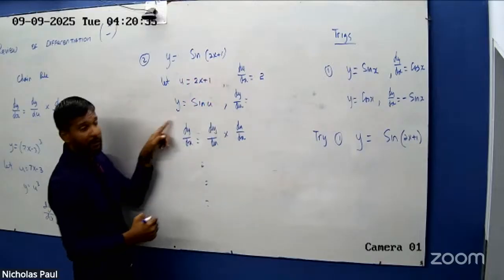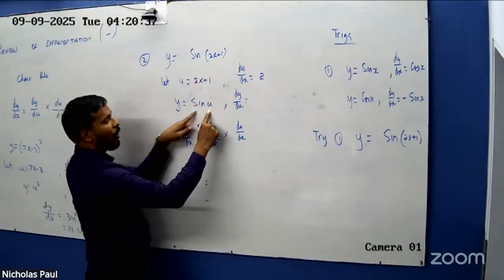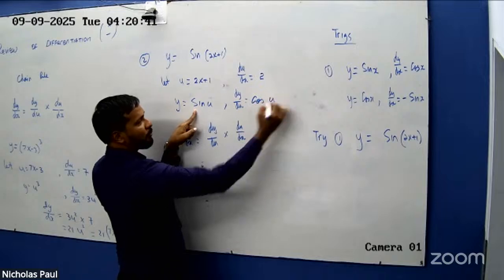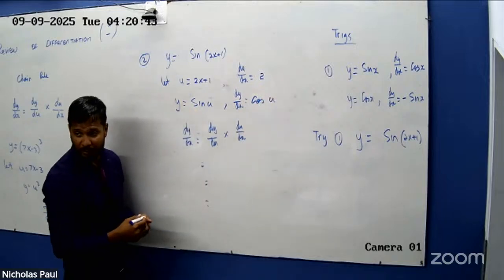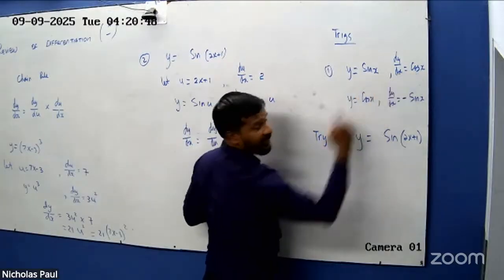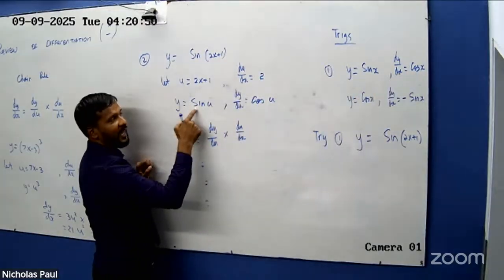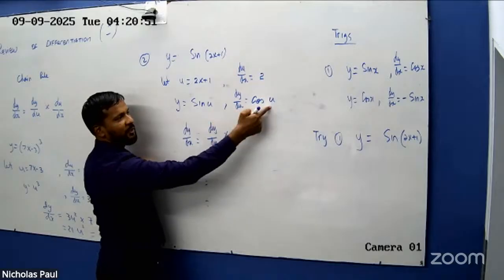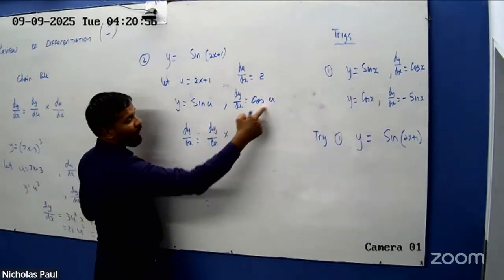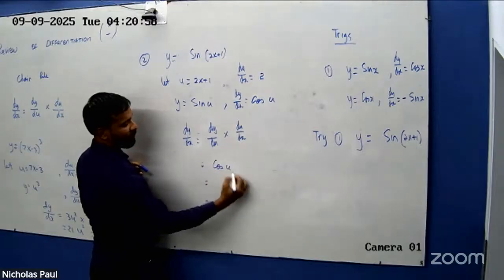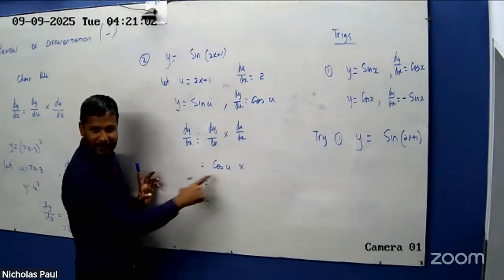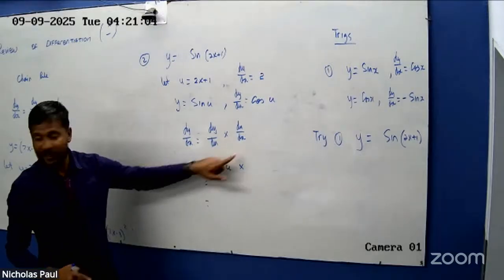That's okay? Because I take off this and I write u. What's the differential of sine u with respect to u? Cos u. That's okay? The differential of sine x with respect to x is cos x. So the differential of sine u with respect to u is cos u. Put cos u here. And du dx is what?